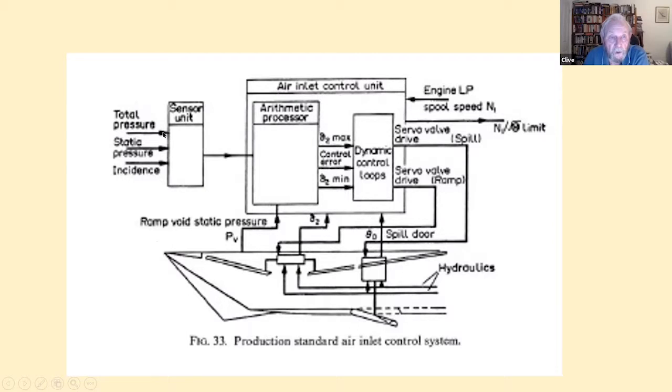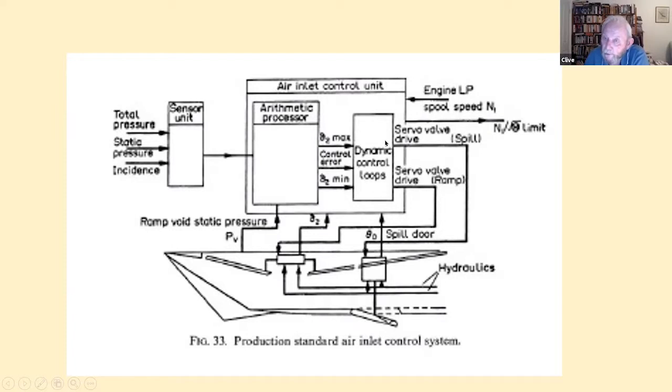So we took total pressure, static pressure, and angle of attack into the system. From that, we produced the maximum and minimum ramp angles we could use, and the error between them. We were controlling to a pressure in this bay relative to free stream, so we could look at the error and feed it into the drive of the servo valve.